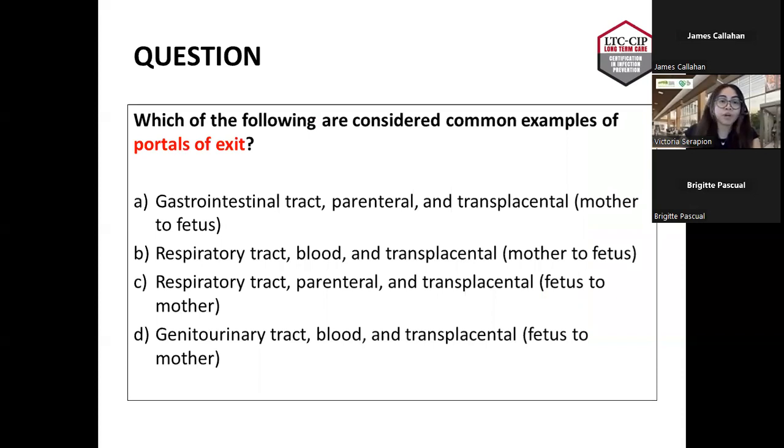Which of the following are considered common examples of portals of exit? Is it A, B, C, or D? You can pause the slide here and I will go over the answer in the next slide. So the answer is B, respiratory tract, blood, and transplacental. Once again, it's important to know the portals of exit. These are common portals of exit, which again is the way that an infectious agent will leave the reservoir.